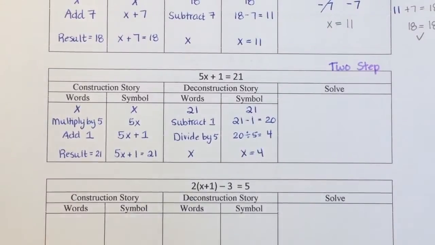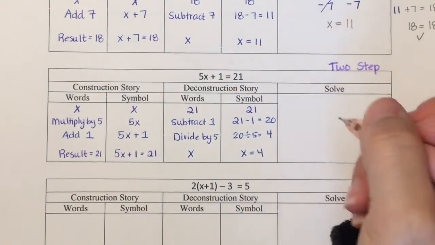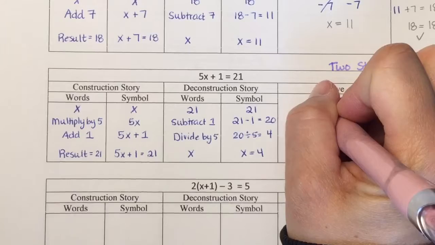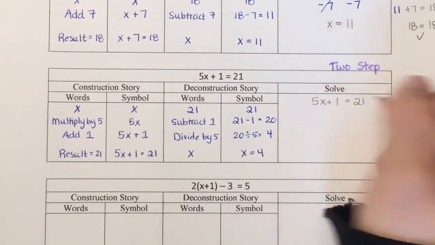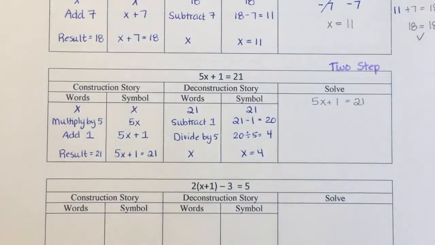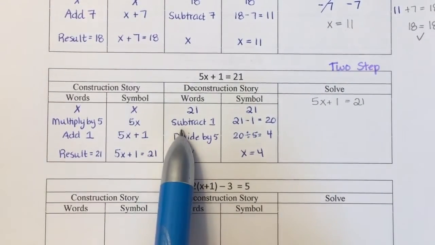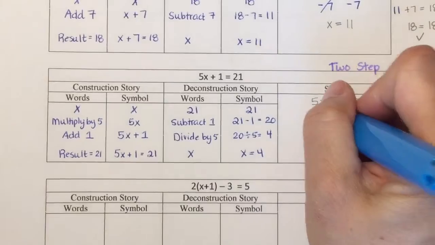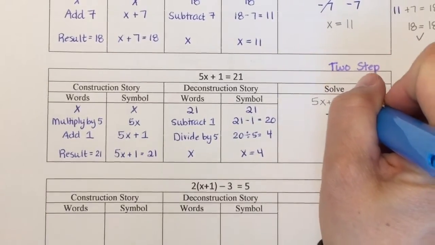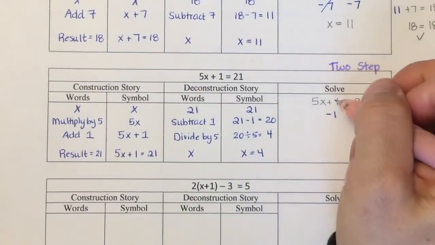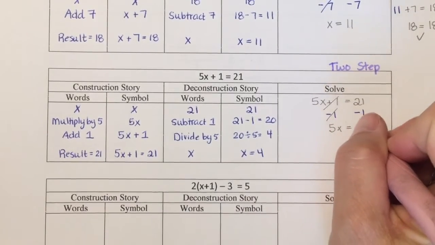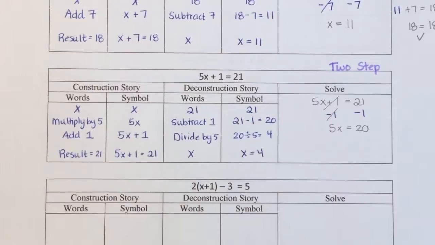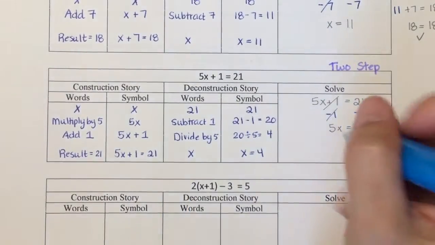Okay, so if I were to set that up how I normally would, if I wanted to show the different steps, we have 5x plus 1 equals 21. Okay, so the first thing I want to do, subtract 1. So I'm going to subtract 1 from both sides. Okay, the 1s will cancel out on the left. That leaves me with 5x equals 20. And then I'm going to divide by 5.